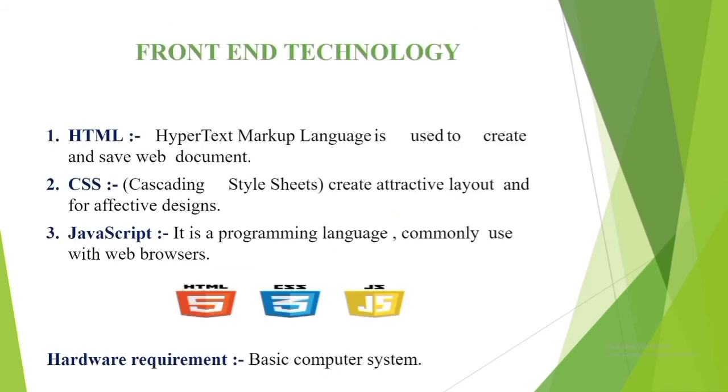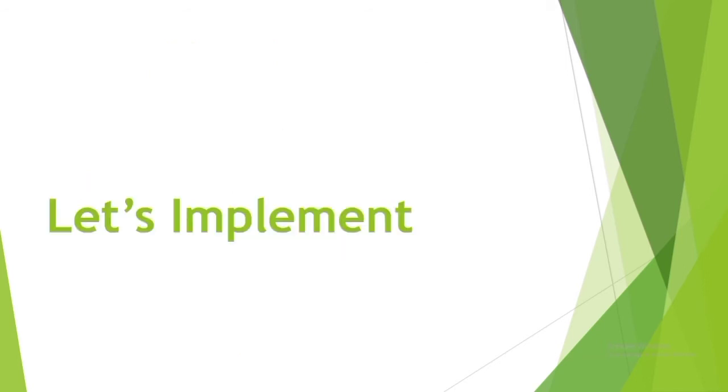Next, the front-end technologies would be HTML, CSS, and JavaScript. HTML is hypertext markup language, and it is used so that the browser can understand the page. Next we have CSS, which is used for attractive layouts. JavaScript is also used for attractive layouts. The hardware requirement would be a basic computer system. Now let's implement and see what I have created.